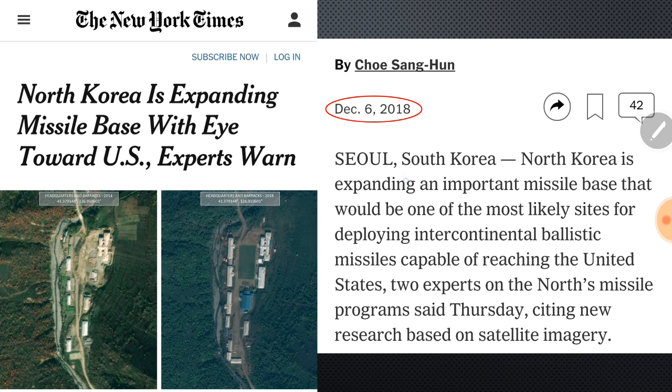North Korea is expanding an important missile base that would be one of the most likely sites for deploying intercontinental ballistic missiles capable of reaching the United States, two experts on the North's missile program said Thursday. Citing satellite imagery, these bases have just continued to get better. And this could be part of another psyop. What I'm saying is the media and different circumstances are setting up North Korea to be the ones who attack us.